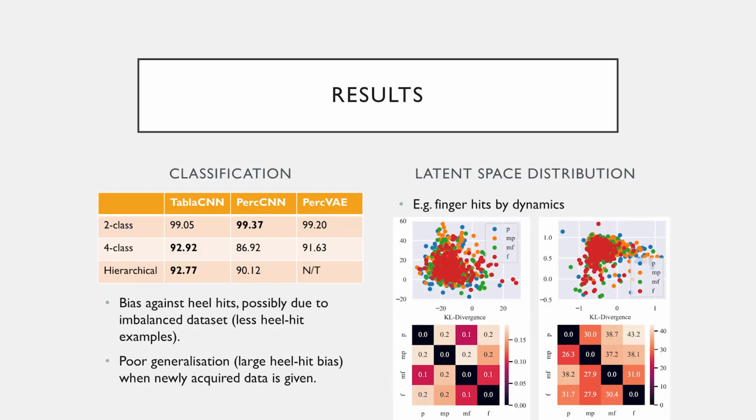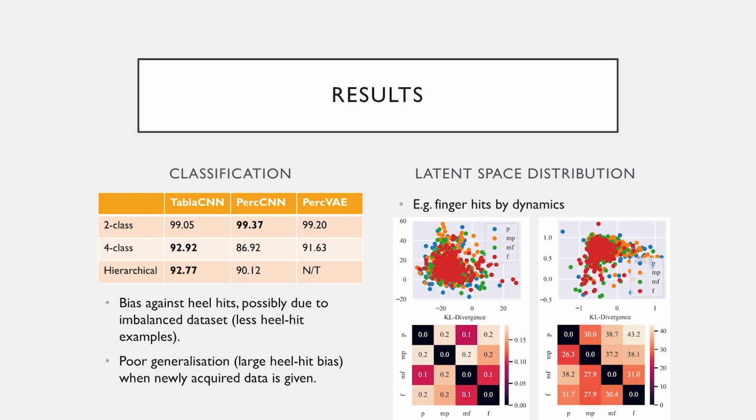The classification results are very promising for the 2-class case, although less so for the multi-class and hierarchical classification tasks. Some models showed a bias against heel hits, potentially due to an imbalanced training dataset, as not all positions of the guitar's body are reachable with a heel.